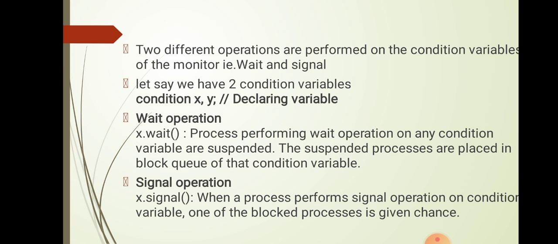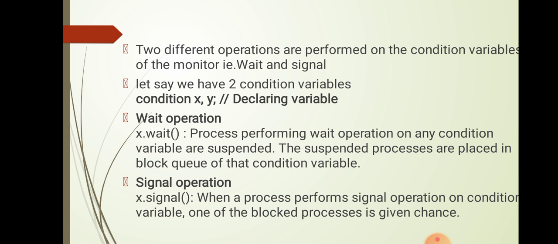In the same way, when a process performs the signal operation on a condition variable, one of the blocked processes, which we have already blocked and placed in the queue, is resumed. If I want to resume or restart the execution of that particular process, I have to call the signal operation. Clear? So whenever a process performs a signal operation on a condition variable, one of the blocked processes is entered into the monitor.